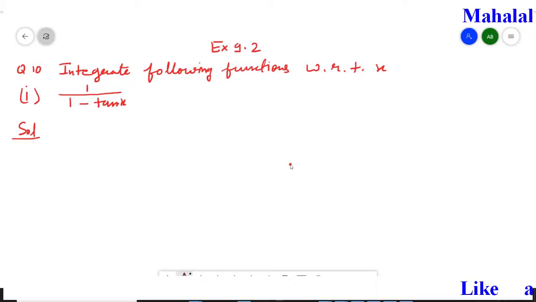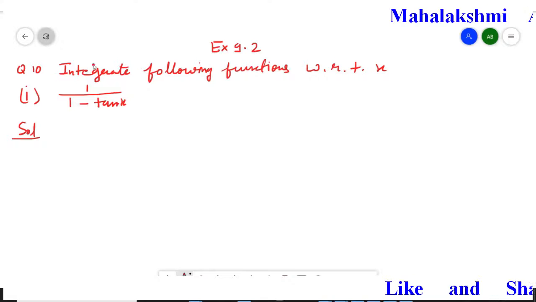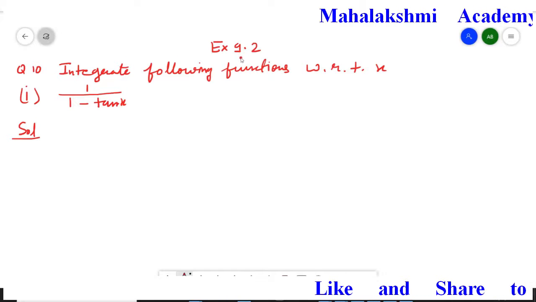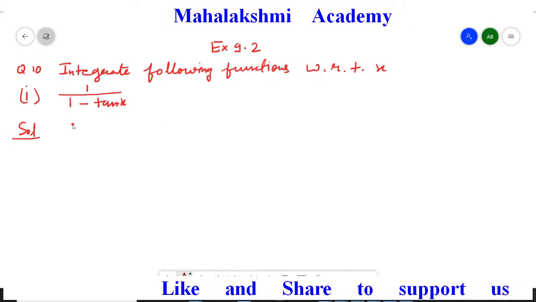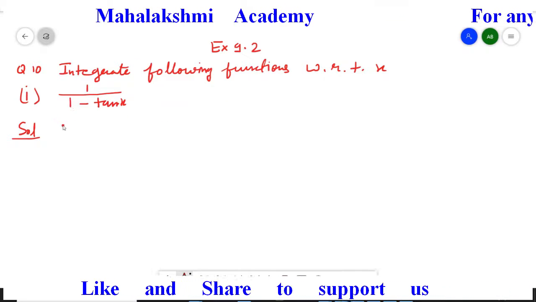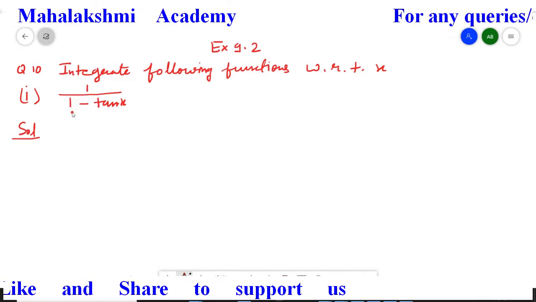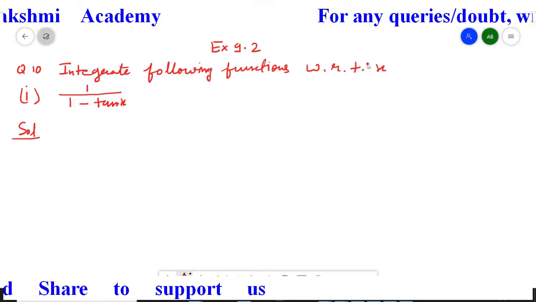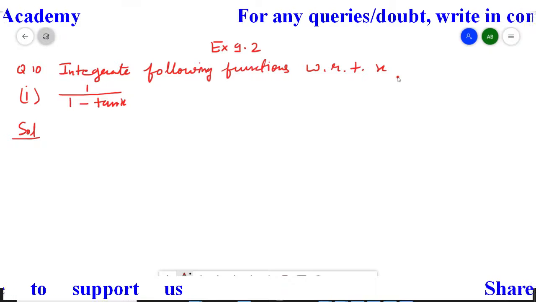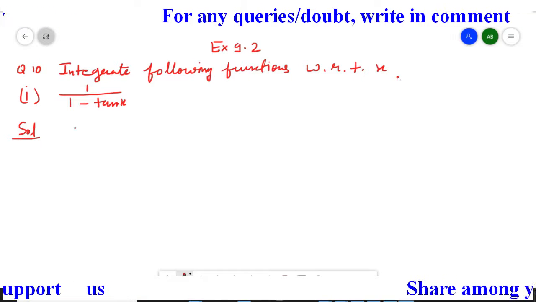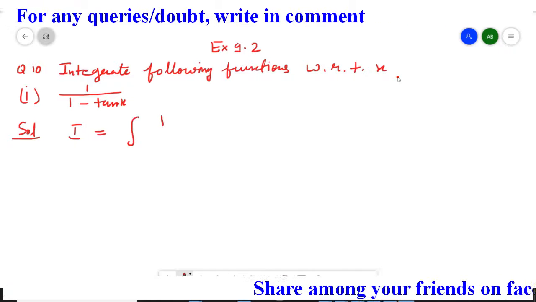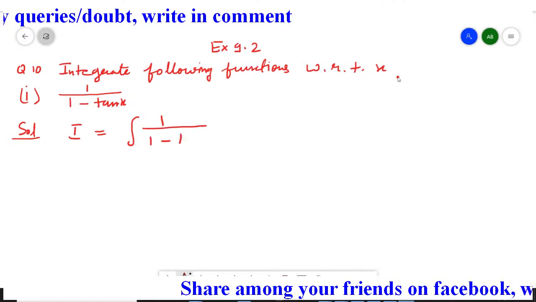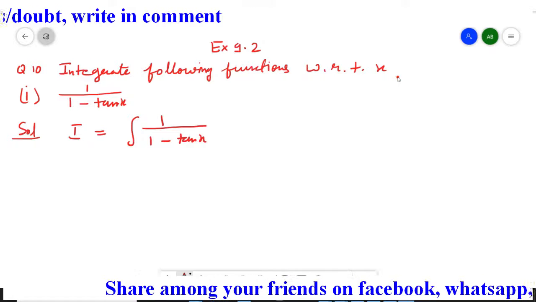Hello everyone, I am going to explain question number 10 from exercise 9.2, and this question belongs to 12th class maths. We are going to start from the first part. In the first part we have to integrate 1 upon 1 minus tan x with respect to x. So first we will assume the integration as I. So I is equal to the integration of 1 upon 1 minus tan x dx.